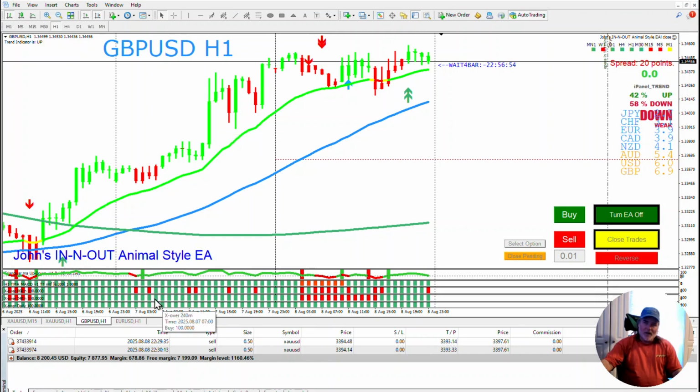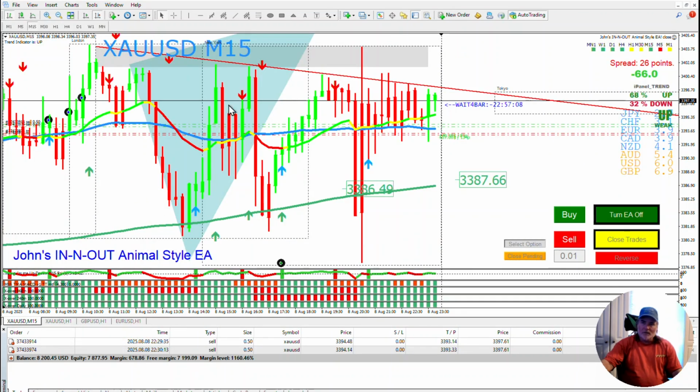Now if you're going to run these, you might want to run one with a trail, one with a break even, and be happy with that. So that's one way of looking at it. The other way is to just use one with a trail and get your money, like I'm doing on gold, where I'm using one over here with a trail.